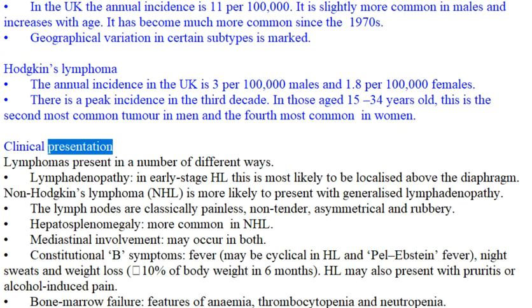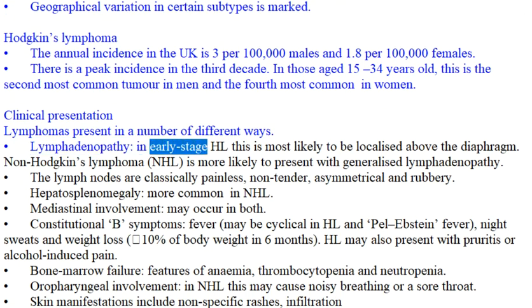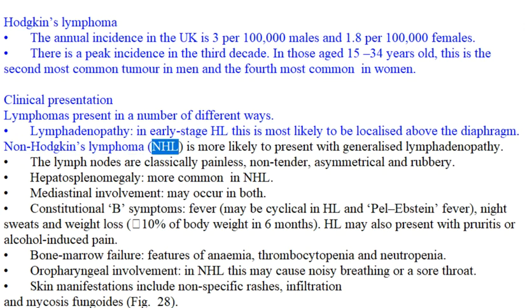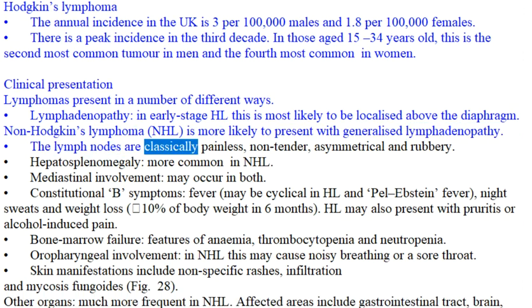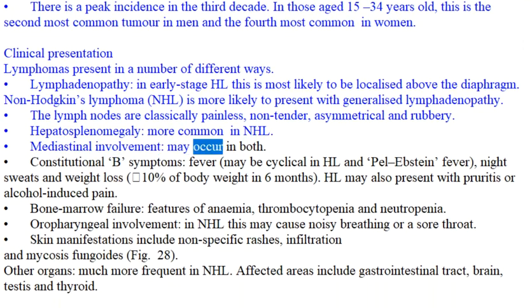Clinical presentation. Lymphomas present in a number of different ways. Lymphadenopathy. In early stage HL this is most likely to be localized above the diaphragm. Non-Hodgkin's lymphoma, NHL, is more likely to present with generalized lymphadenopathy. The lymph nodes are classically painless, non-tender, asymmetrical, and rubbery. Hepatosplenomegaly, more common in NHL. Mediastinal involvement may occur in both.